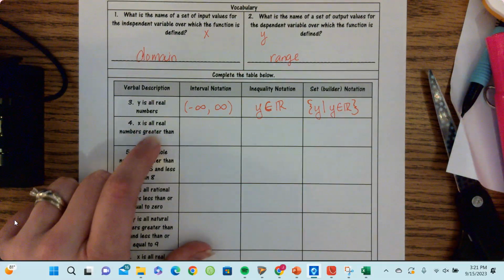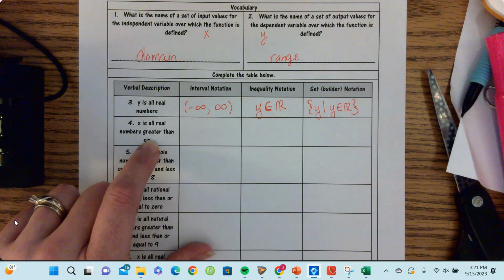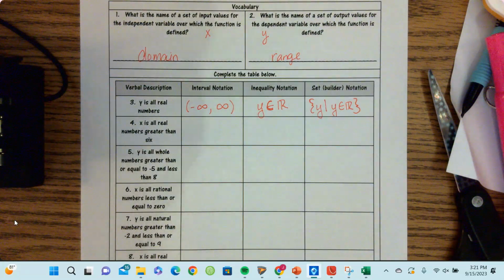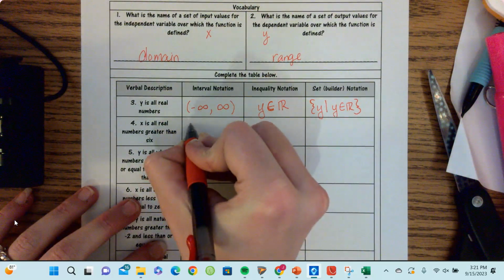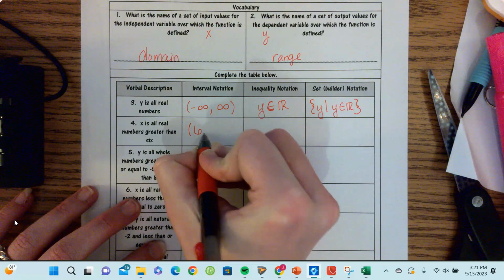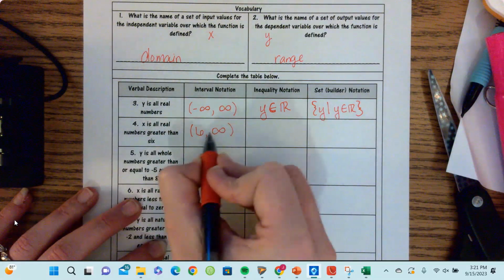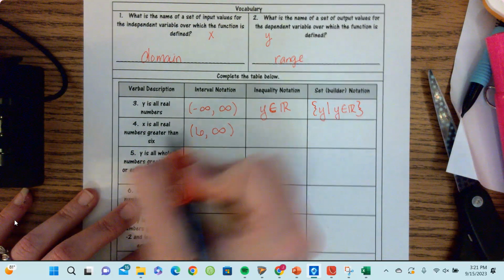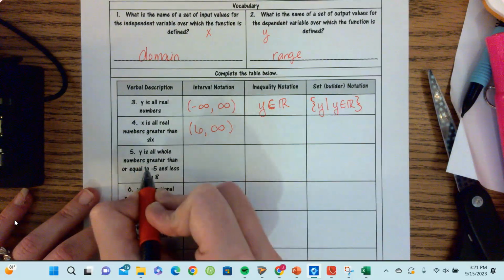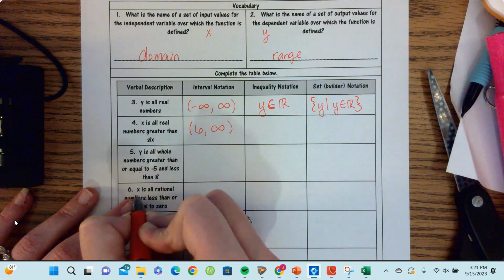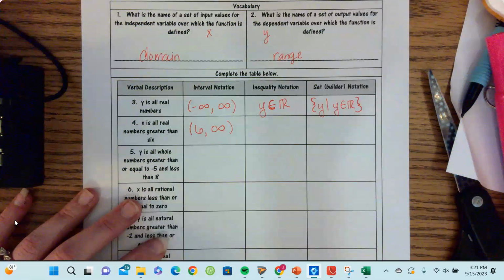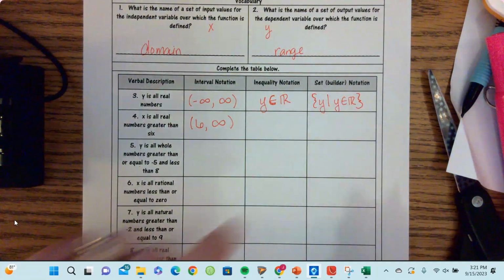So this one says x is all real numbers greater than 6. So that means we're starting at 6 and everything above it. So we would write the 6 first and then all the way to infinity. All right, if it's a number and it's just greater than or less than, it gets a parenthesis. If it's greater than or equal to or less than or equal to, it gets a bracket. And we'll see that in the next one.